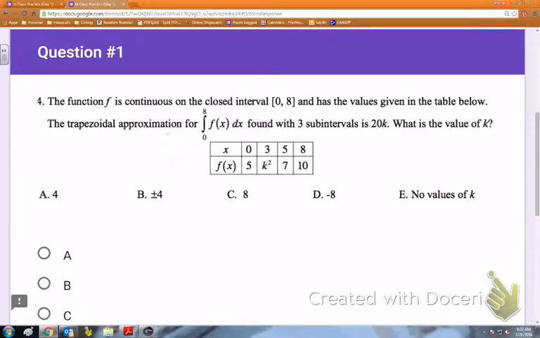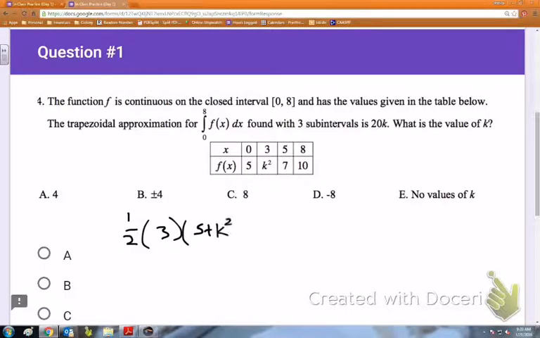So if we remember, the area of a trapezoid is 1/2 times the base. So the base for this first interval from 0 to 3 is a base of 3. So 1/2 times the base times height 1 plus height 2. So the first one plus the second one. So 5 plus k squared.